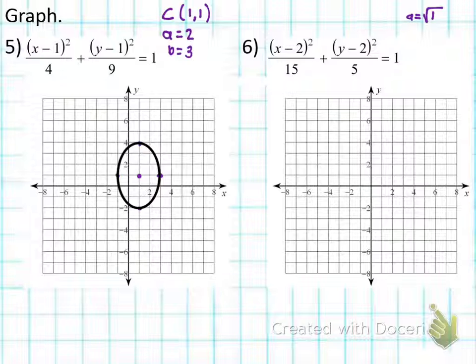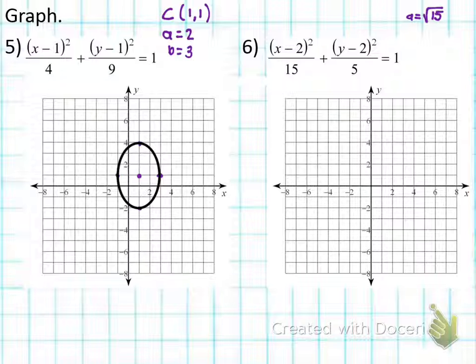Now, what's A? It's just the square root of 15, right? Now let's approximate. What's the square root of 15? Let's approximate. 3.8. Yeah, about 3.8, 3.9. Because square root of 16 is? 4. So square root of 15 must be a little less, right? So 3.8, 3.9. Good. What about B?